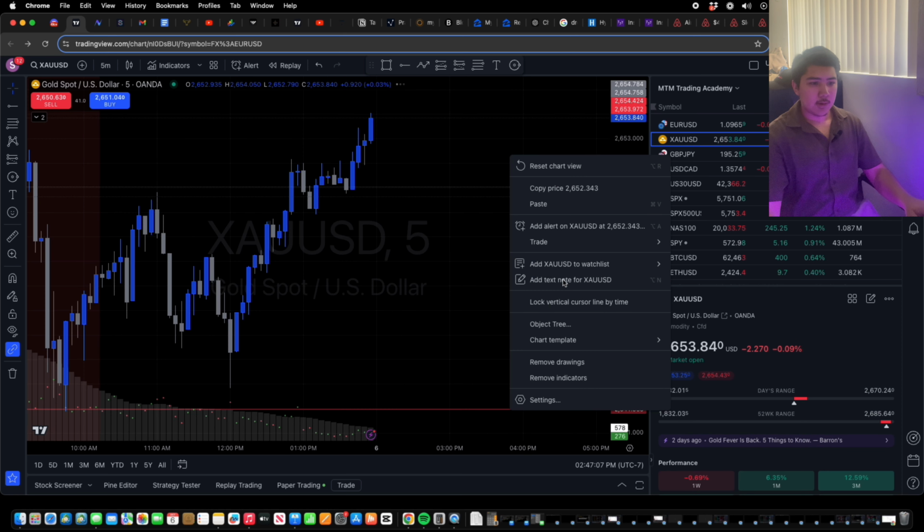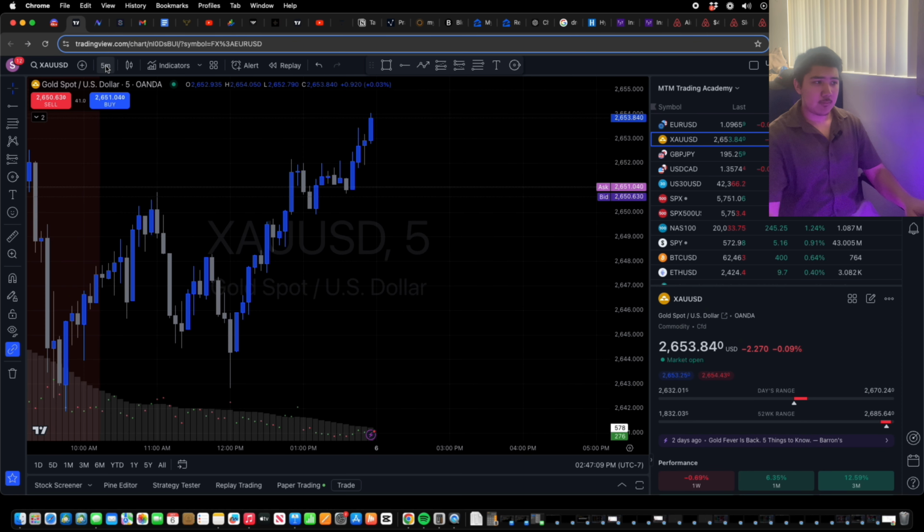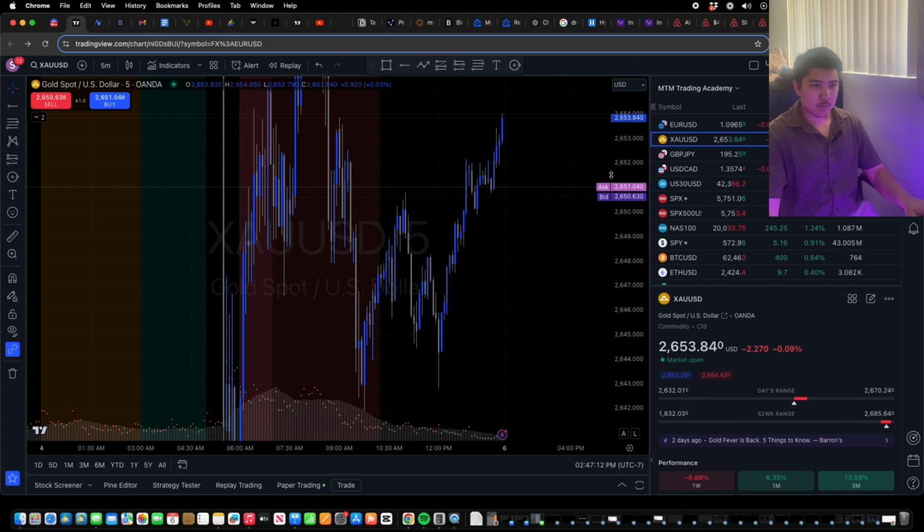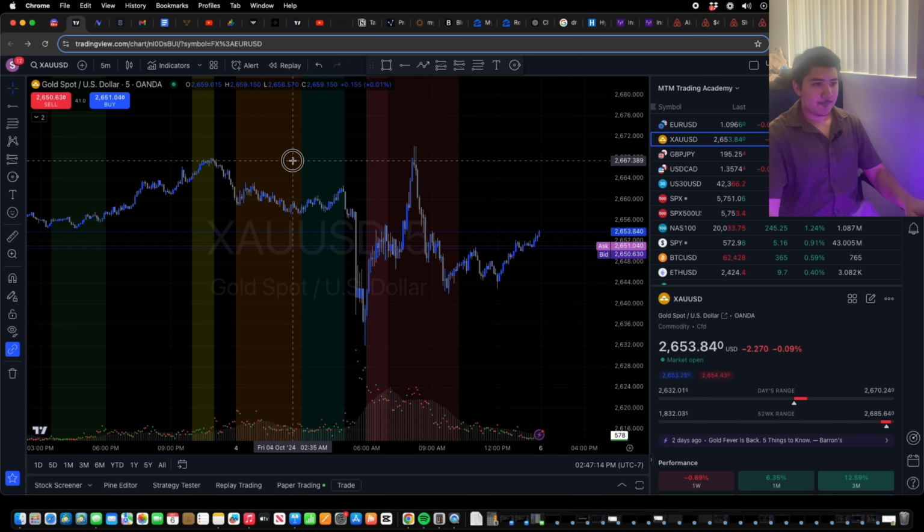Now let's go to gold. And gold should usually move around the same. Not always, but it somewhat correlates with the Euro USD. So let's take a look.